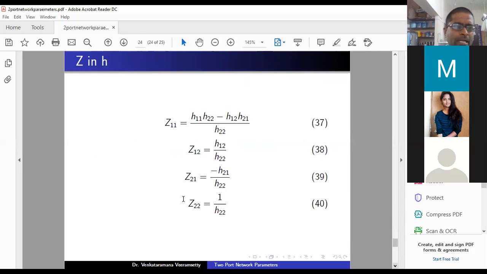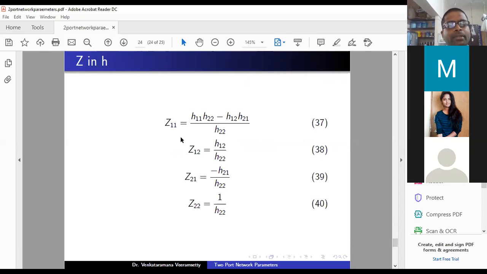Now we move to H parameters. How do we find the Z in terms of H? That means I want to represent the Z parameters in terms of the hybrid parameters or H parameters. Right? So how do we do this? The same procedure again. So this is the summary.